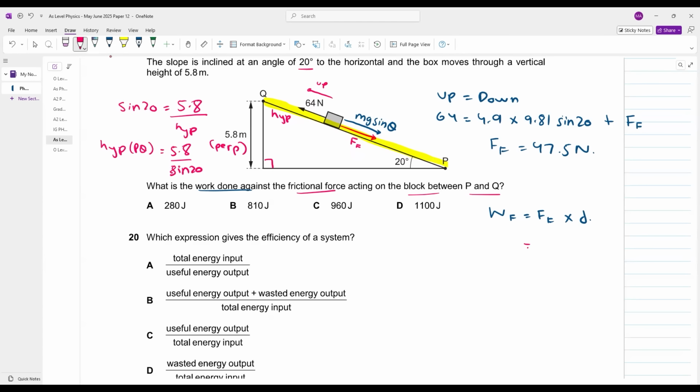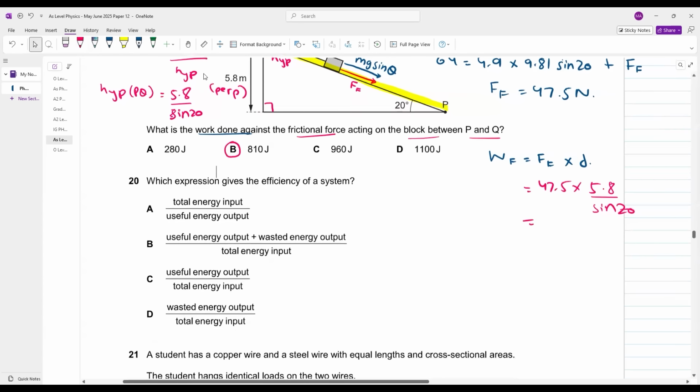Let's substitute it here. Frictional force क्या है बेटे? Frictional force अभी निकाली थी 47.5 multiplied by the distance 5.8 divided by sine of 20. Can you calculate the work done against friction? Multiplied by 5.8 divided by sine of 20. This comes out to be what? 806 joules. B is your answer.